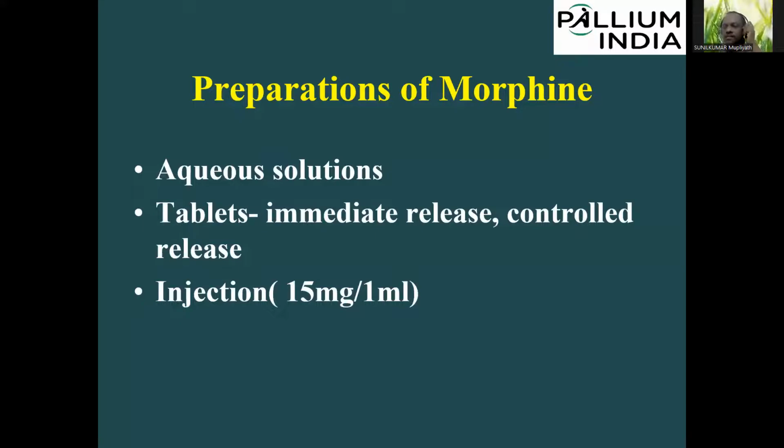So these are the preparations of morphine available. Syrups are available at some places. Tablets and capsules, both immediate release and controlled release, are available, and injections.